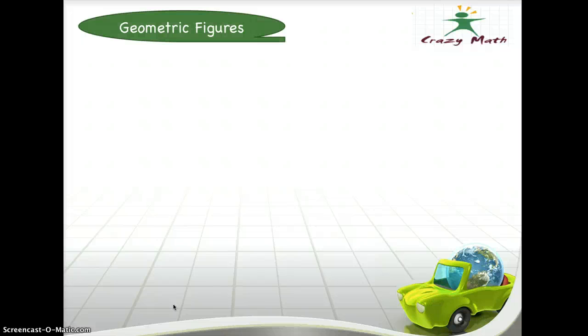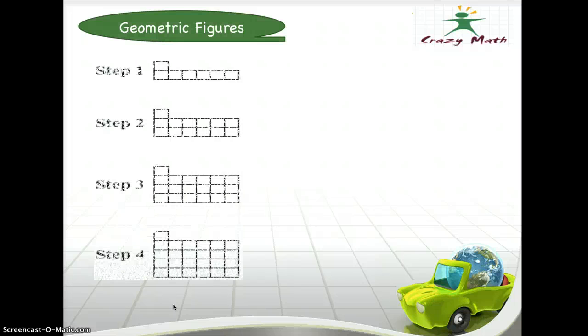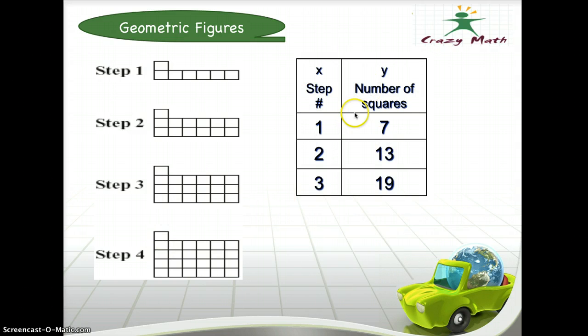Okay, let's continue with geometric figures. Given geometric figures, you have step 1, step 2, step 3, step 4. We're going to follow the rules that I have given you. The best way is to make a table. When you make a table, step 1 will be your x. The number of the step is your x. So 1, 2, 3, 4 are your x values. And then y will be the number of squares. So for step 1, when x is 1, you have 1, 2, 3, 4, 5, 6, 7 squares.